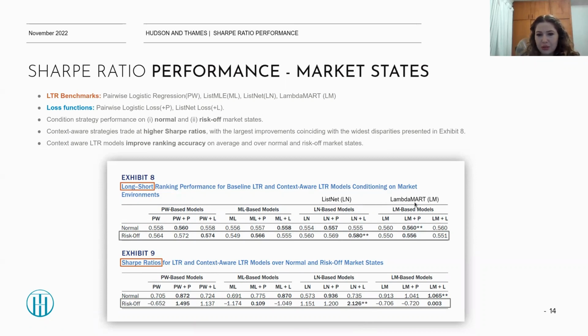I would expect it to be with the LambdaMART, but it's actually the ListNet with the ListNet loss that got the best Sharpe ratio for the risk-off market state. So that's quite interesting. And then the LambdaMART, again, has the best long-short ranking performance for the normal market state, right? And then we can see the Sharpe ratio is actually the highest in the normal market state, but this time, again, for that ListNet loss. So that's quite interesting to see as well. Yes, and this is it. This is the last slide.